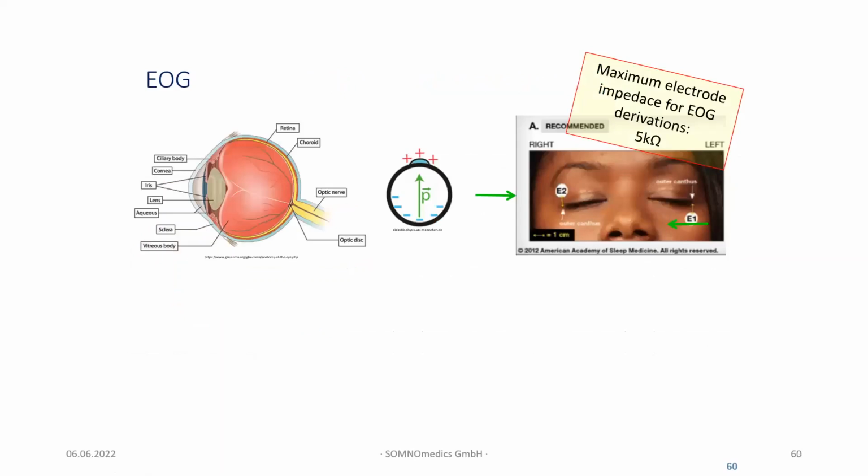Similarly, EOGs. So we need to have both EOG E1 and E2. You can feel the outer canthus. So we need to put EOG E2, that is 1 centimeter right and 1 centimeter up. Similarly, for E1, we need to put 1 centimeter left and 1 centimeter down to have both.